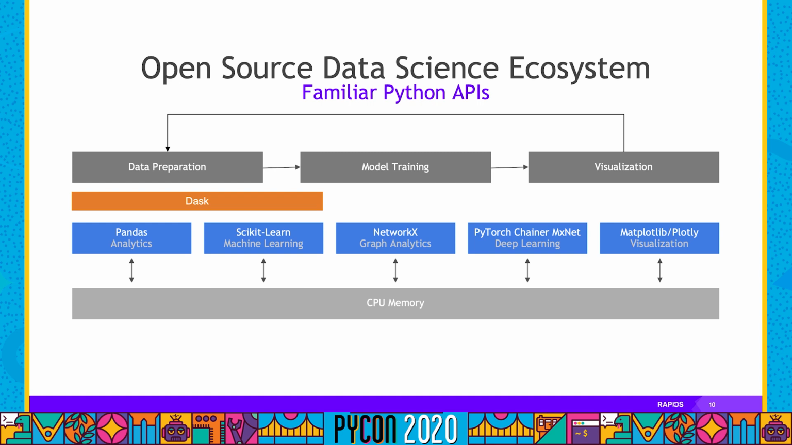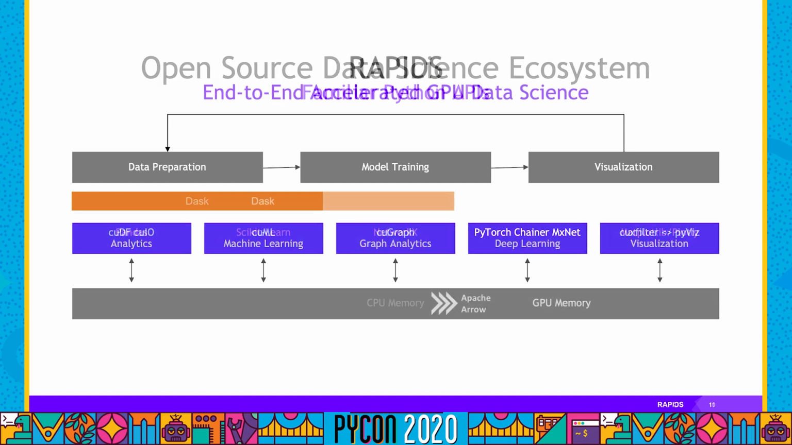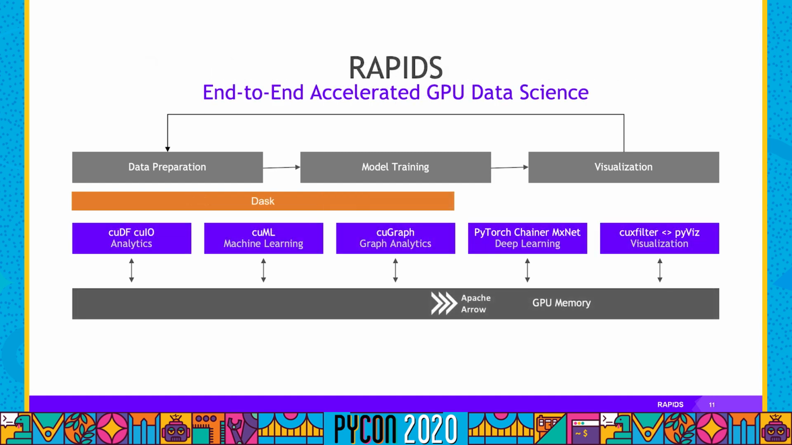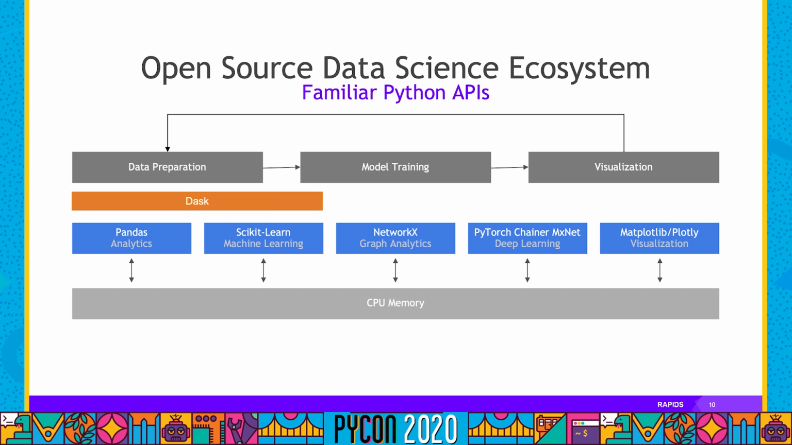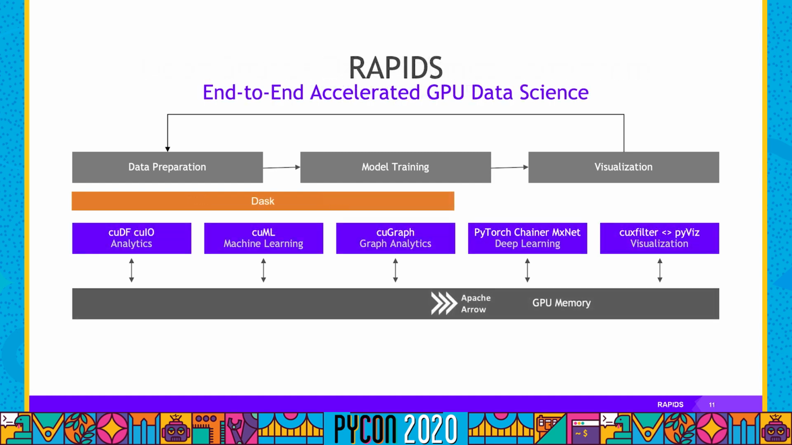I know a lot of people are probably familiar with this. And I want to really quickly transition to the next slide to show you that not much changes, right? Let me go back. Familiar Python APIs that we're all comfortable with. Rapids, open source GPU data science, right? And again, as I mentioned up front, for analytics, we have cuDF and cuIO, machine learning with cuML, cuGraph. We have integration with deep learning frameworks, and then visualization. And we still encapsulate that whole data science workflow. And yes, we can still use Dask to scale out.